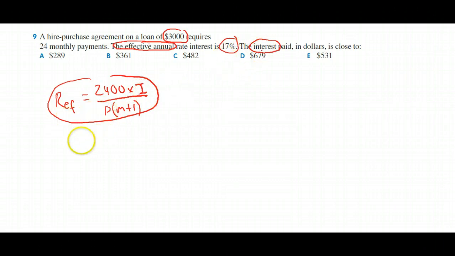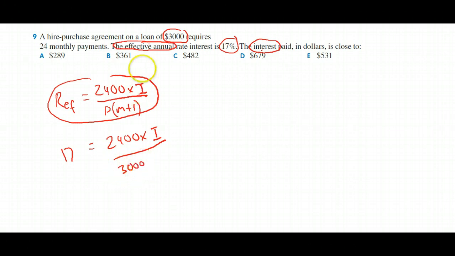Alright, so now we know we're using this equation. Let's put in some values. We know R effective is 17%. 2,400 times I, that's what we don't know, so we'll leave I as that. And on the bottom we've got P, the principal, and since there was no deposit paid, the principal is just the initial amount that was loaned, $3,000, and then in brackets M plus 1. The number of months is 24, and adding 1 gives 25.